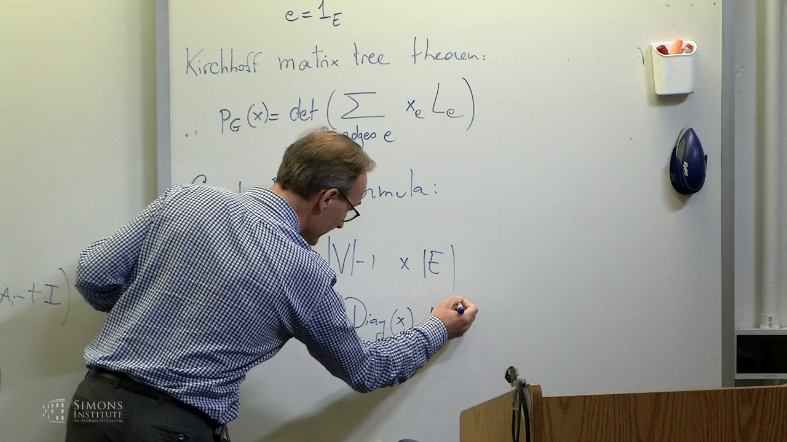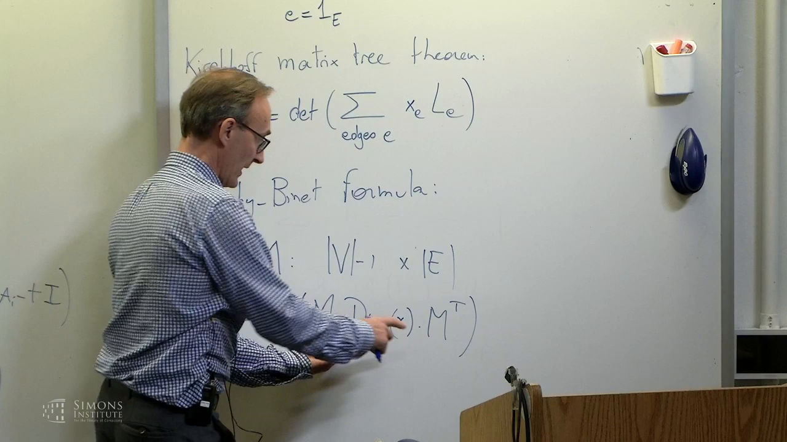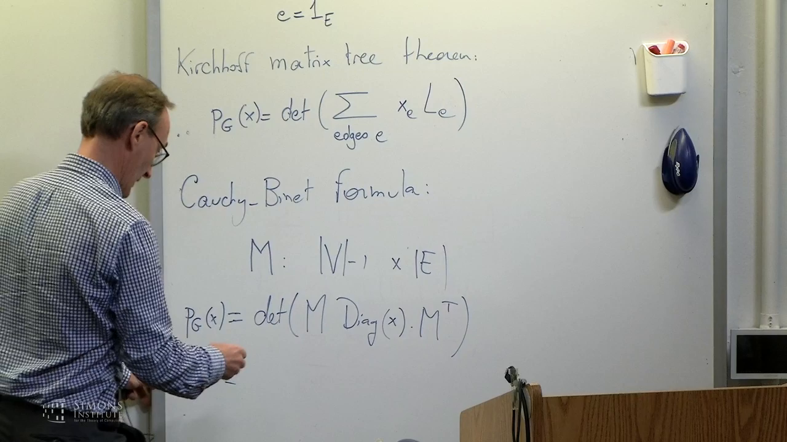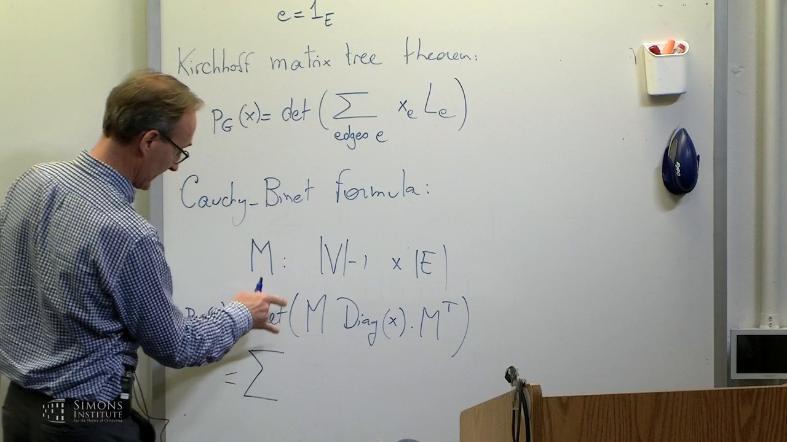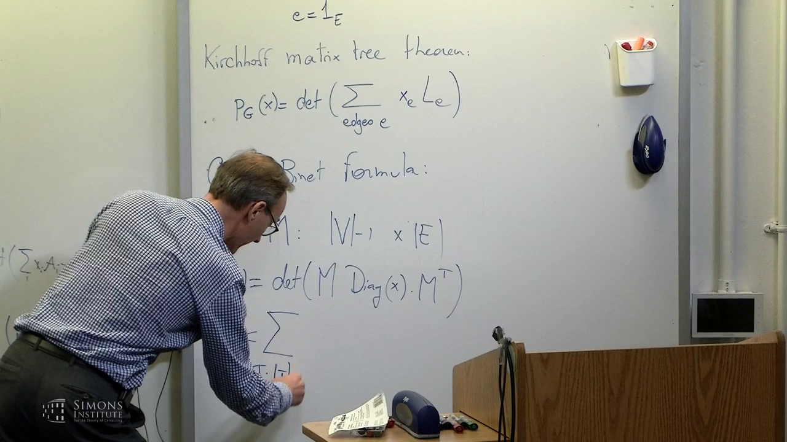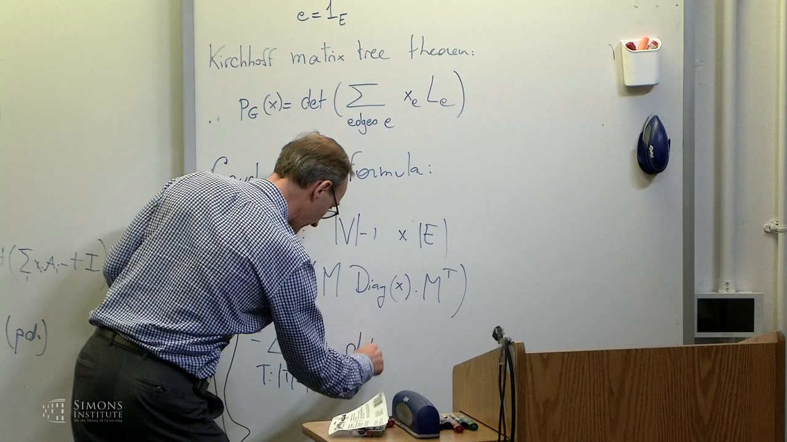And the way to see that is to use that you have a product of a matrix times a diagonal matrix times another matrix, and you take the determinant. By Cauchy-Binet, this is equal to the sum over all subsets T of size V minus 1 of the determinant of M restricted to that subset.